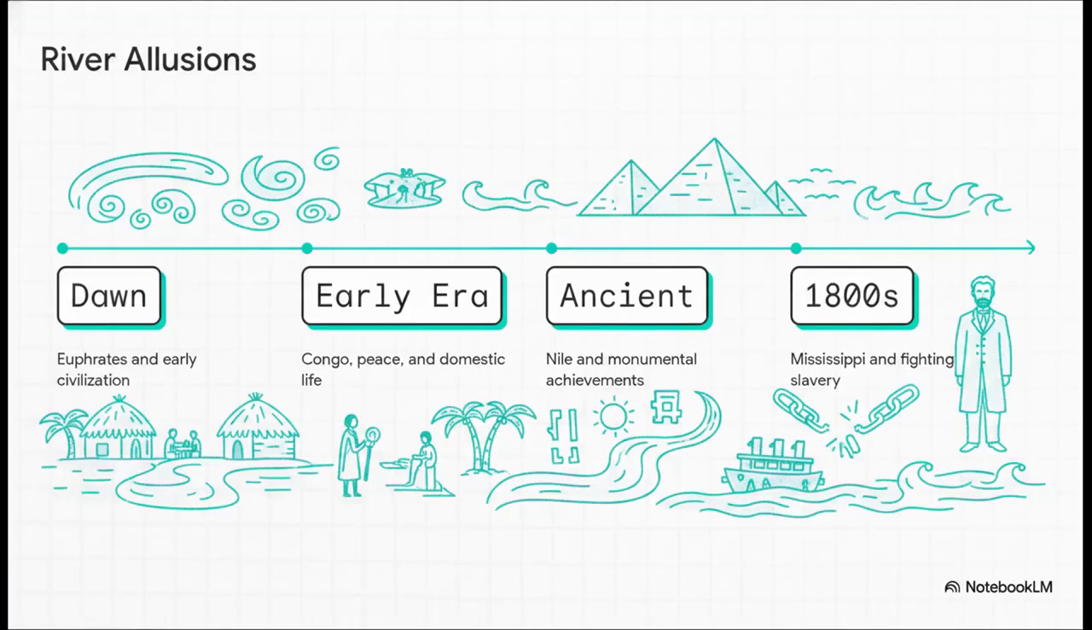Notice how brilliantly this illustrates a chronological journey. He starts at the Euphrates when dawns were young, literally the cradle of human civilization. Then he moves to the Congo, representing early history, peace, and domestic life. Next up, the Nile, symbolizing the monumental achievements of the ancient era, with the raising of the pyramids. And finally, he brings us all the way to the 19th century at the Mississippi, referencing Abraham Lincoln's journey to New Orleans and the monumental struggle against slavery.